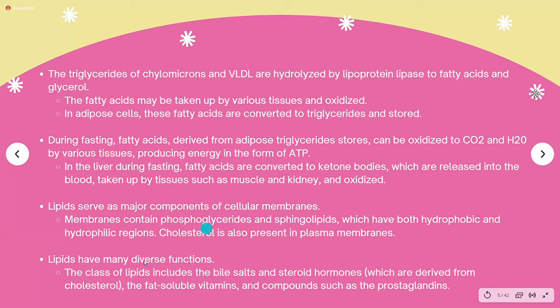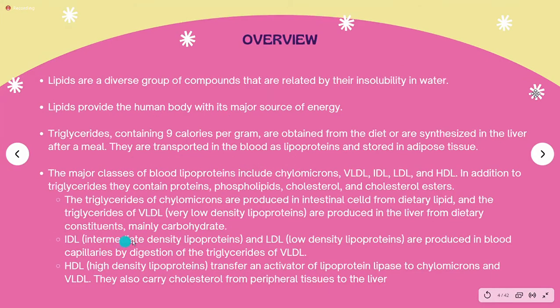The IDL, intermediate density lipoproteins, and LDL, low density lipoproteins, are produced in the blood capillaries by the digestion of triacylglycerols of VLDL. HDL is from the liver, the transfer and activator of lipoprotein lipase to chylomicrons and VLDL.